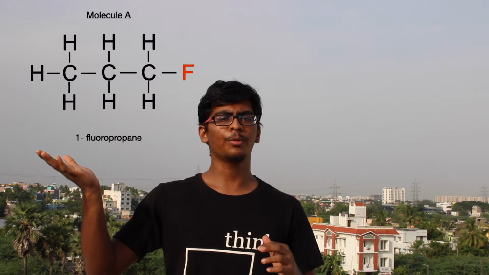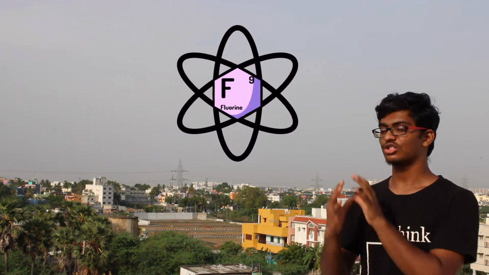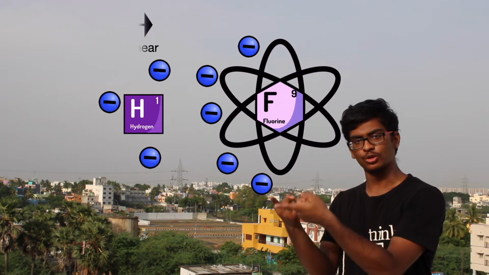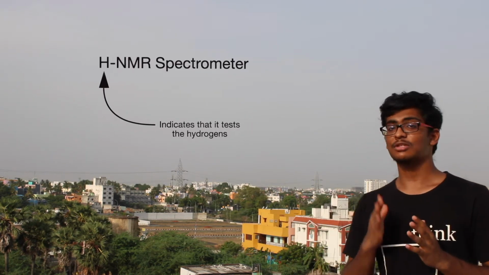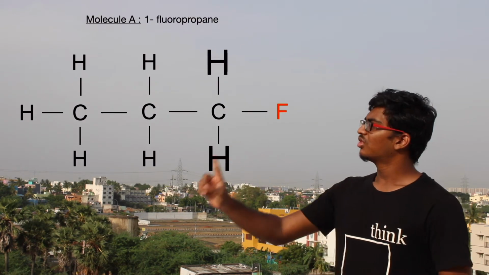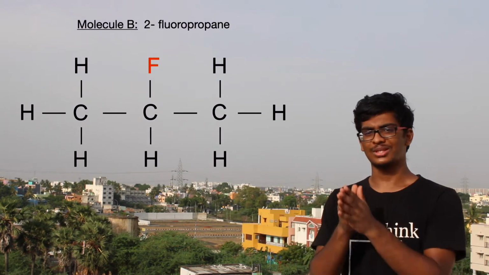For instance, let's take two molecules A and B, 1-fluoropropane and 2-fluoropropane. Fluorine's electronegativity allows it to pull electrons towards itself, so the hydrogens closer to fluorine will be less shielded and the ones further away will be more shielded. So, the NMR spectrometer will show 3 different readings for molecule A, because 3 different sets of hydrogens are progressively distant from the fluorine atom, and it will show 2 different readings for molecule B due to its symmetric structure. This is one of the many uses of NMR in chemistry.